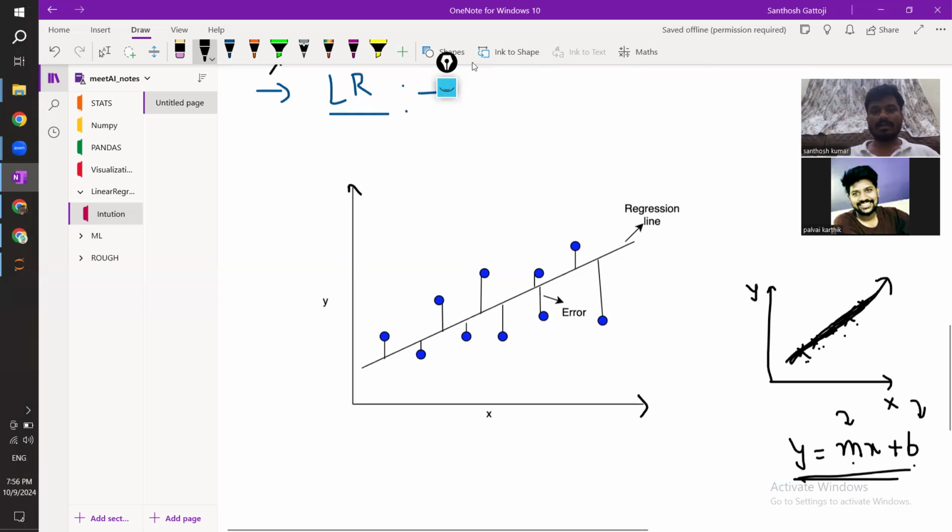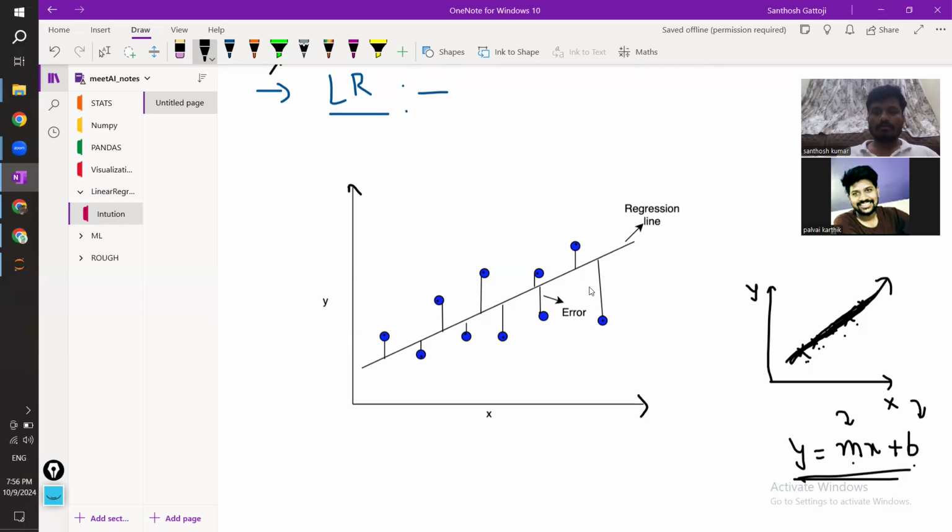Why? Because real life data will have real life problems. It is almost impossible to find perfect data points falling on a perfect line. So it will be in this format. All these are data points. Now the fundamental problem which we are trying to solve over here is, I'm saying these are my data points.